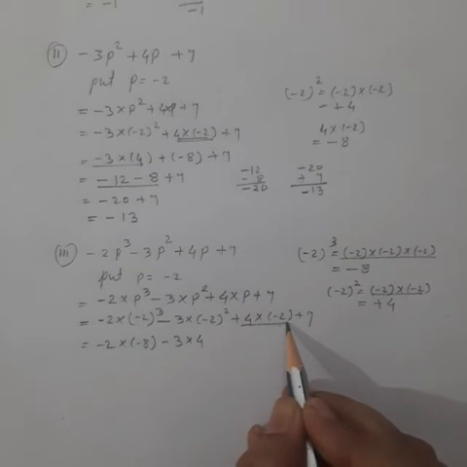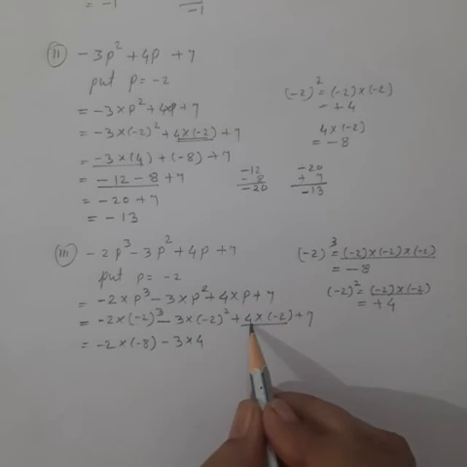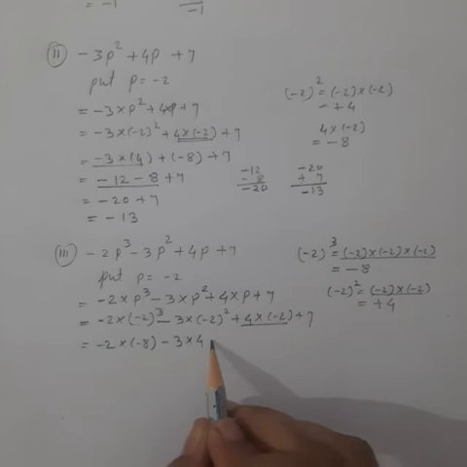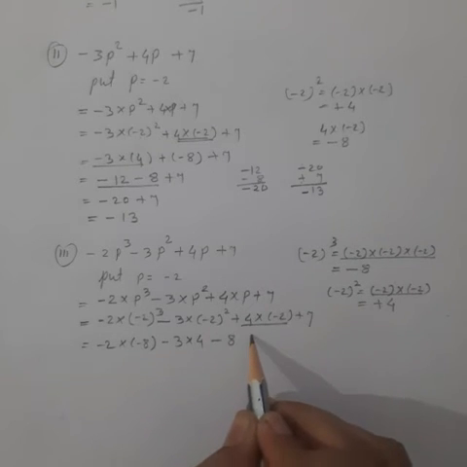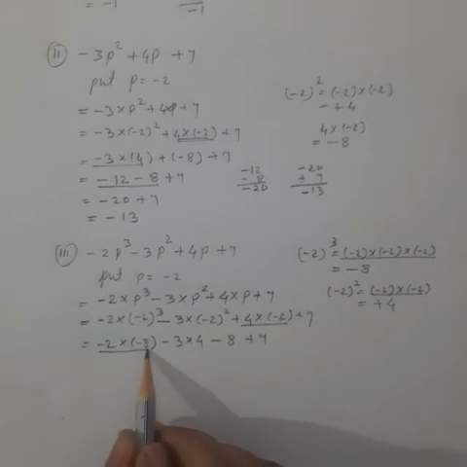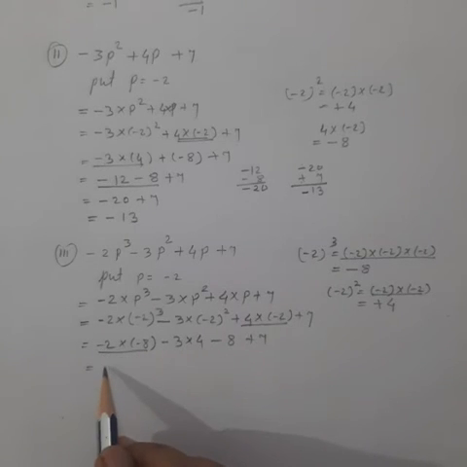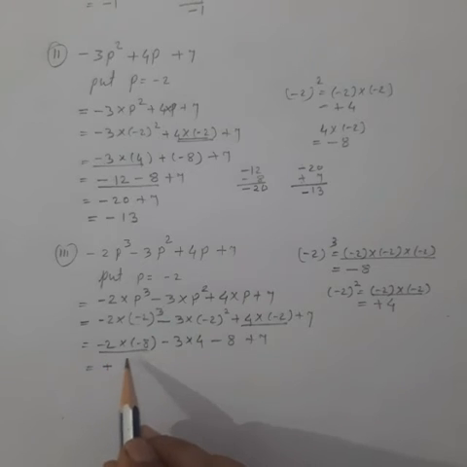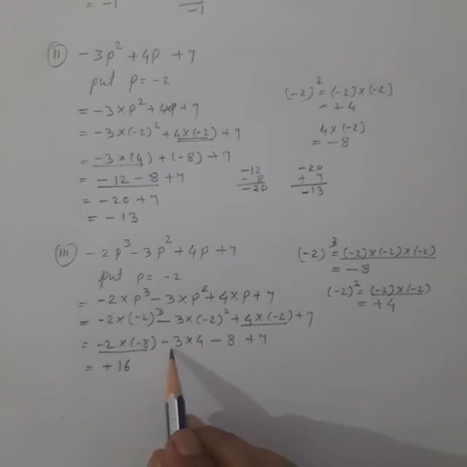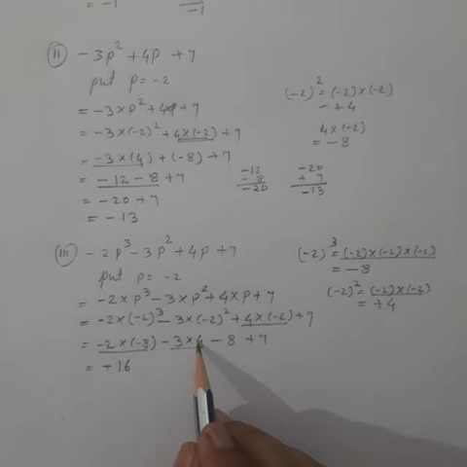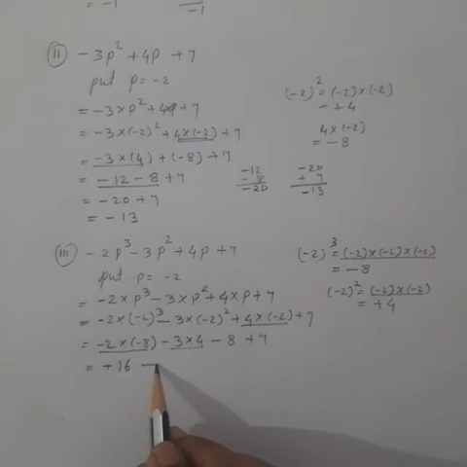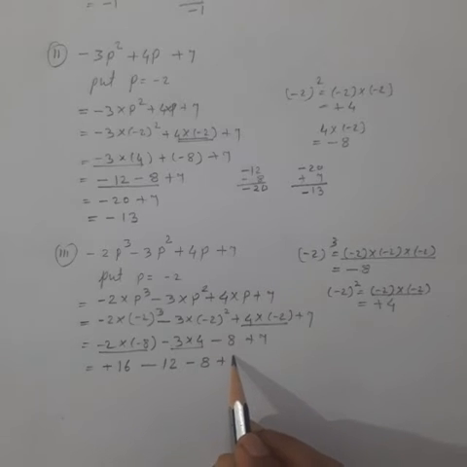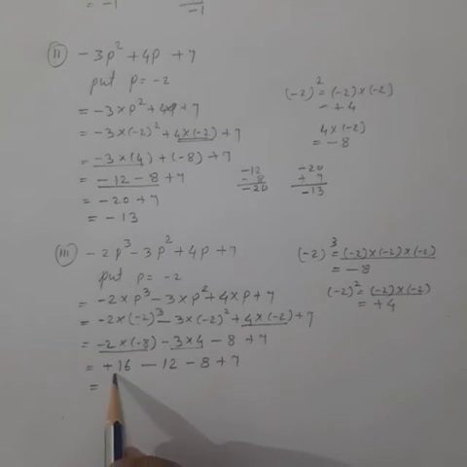Now in this multiplication, one number is negative, the other is positive, so the product is negative. 4 2s are 8, plus 7. In this multiplication, both the numbers are negative, so the product is positive and 2 8s are 16. In this multiplication, one number is negative, the other is positive, so the product is negative. 3 4s are 12. Minus 8 plus 7.